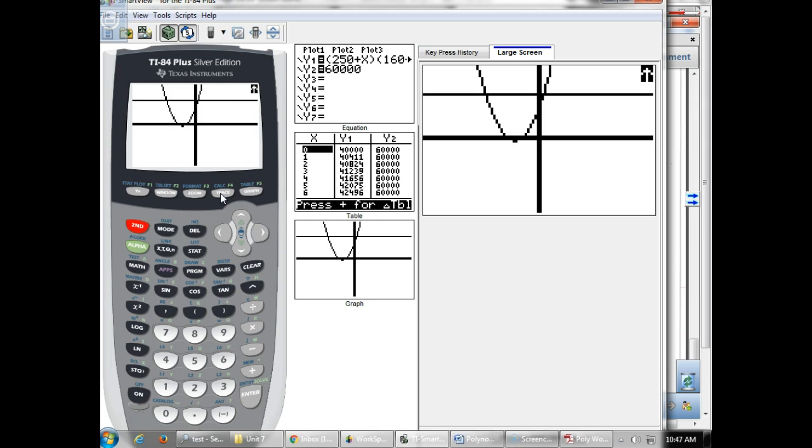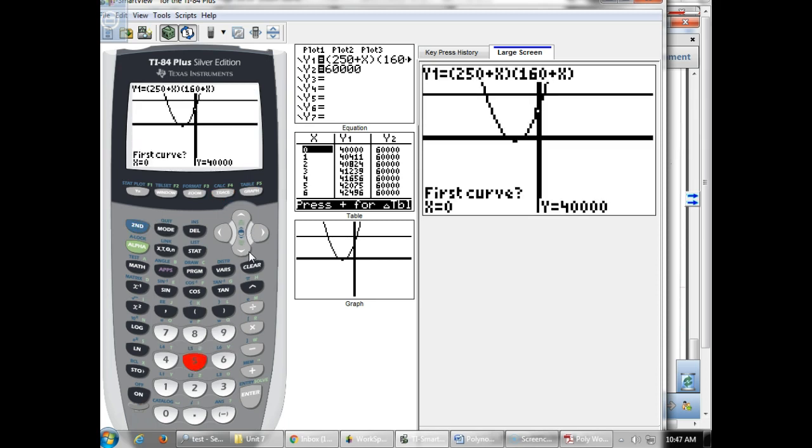But let's do second calculate. Now I'm trying to do the intersection. And for this one you just go close to it and do enter, enter, enter like that, and see it's the same value. But now you can see this is the 250 plus x and the 160 plus x multiplied together. So this is my area function. And any x to the right of 44 is going to give me area that's what? Greater than 60,000.